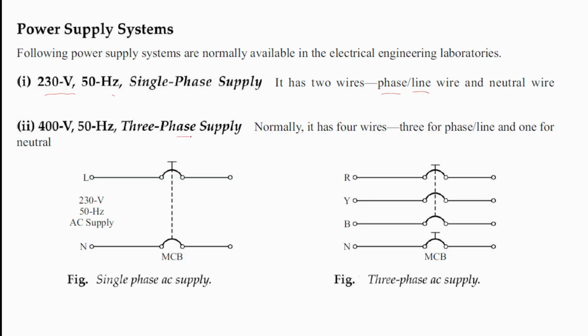Coming to the three-phase supply, you will have a voltage of 400 volts with 50 hertz frequency, in which you will have four wires, three for phase or line, and one for neutral.